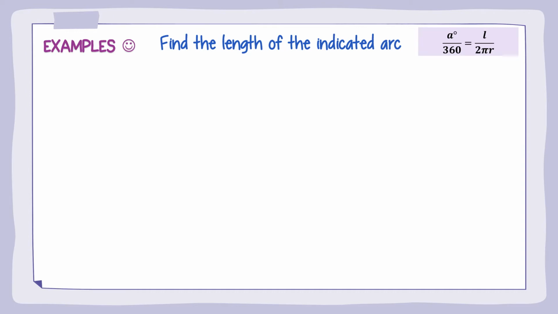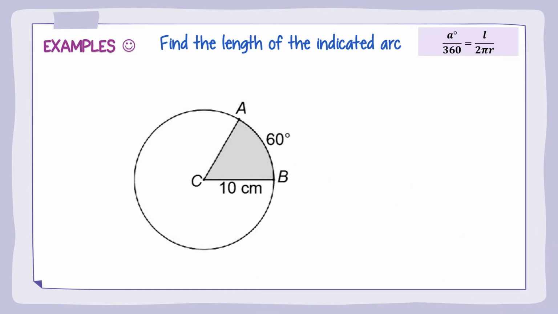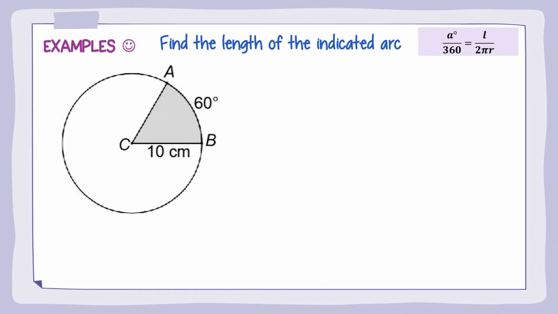Let us find the length of the indicated arc. Again, we are guided by the formula given from the previous slide. Let us try to answer this one. We have A, or the degree of the intercepted arc, so that is 60 over 360 is equal to the hinahanap na arc over 2 pi r. Our r is 10. So we have 60 over 360 is 1 over 6 is equal to the length of the arc over 20 pi.